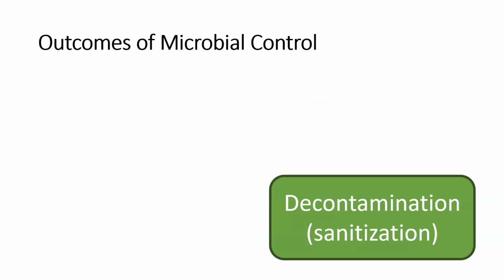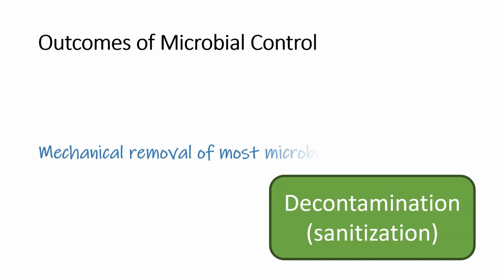Finally, decontamination is the mechanical removal of most microbes from a surface. Mopping the floor removes the dirt and soil that may contain microorganisms. This is a type of decontamination. Washing your dishes is a type of decontamination. Decontamination usually involves the use of cleaning agents like soaps and detergents. Often, decontamination is paired with disinfection when antimicrobial chemicals are used.